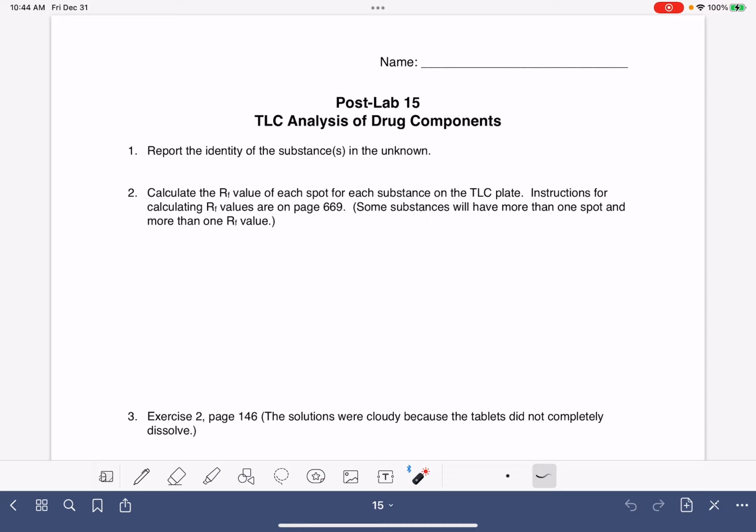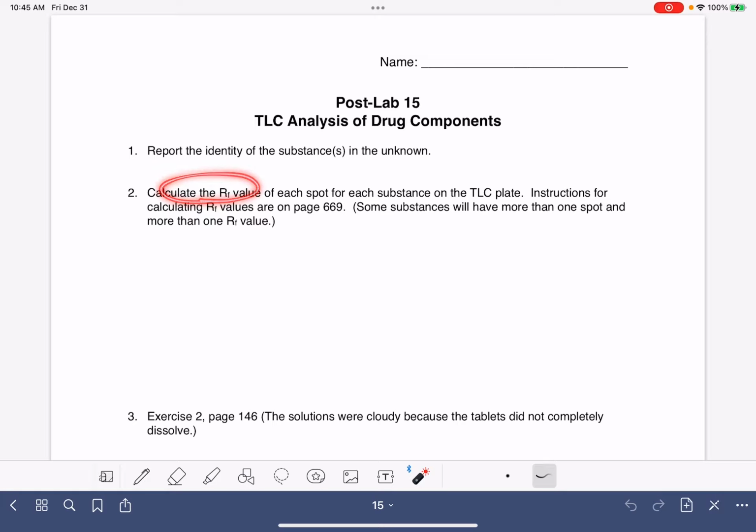Things might not work out perfectly when you're doing this experiment. A spot may not be visible if you didn't put enough substance on the starting line. So just do your best with your real data, because it's not always easy to analyze.